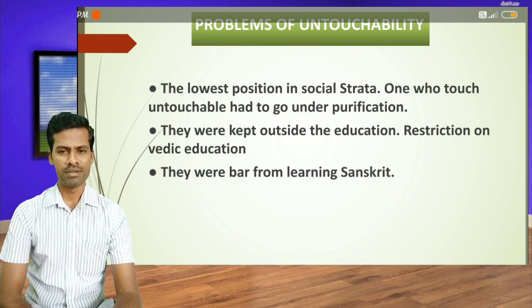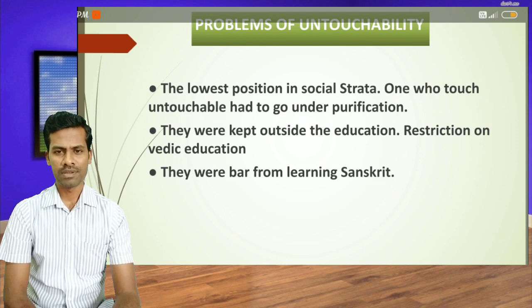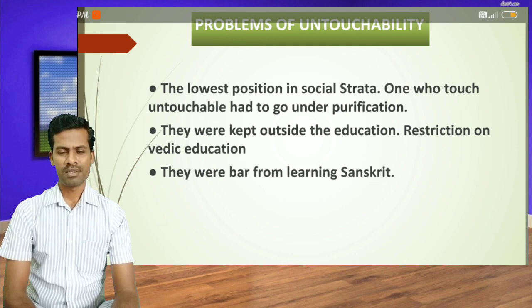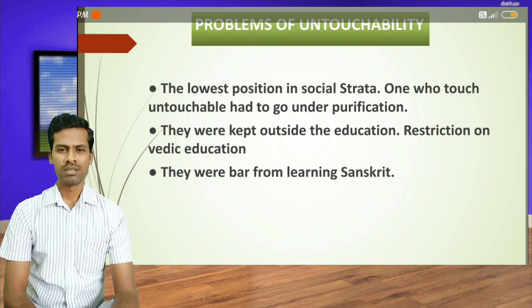Restriction on Vedic education. The older society restricted them from getting Vedic education even. And they were barred from learning Sanskrit, because Sanskrit language was considered the language of God. That was only for Brahmin society. The Brahmin society was learning this Sanskrit. But these excommunicated society members were unable to learn Vedic literature which was in the Sanskrit language.